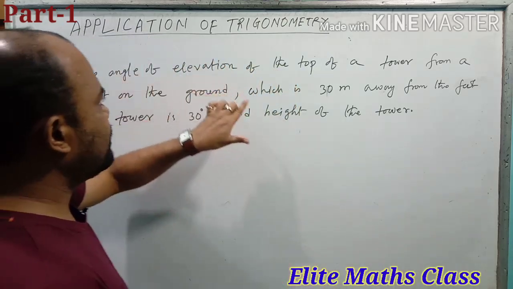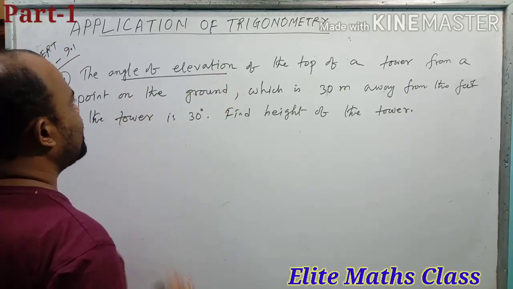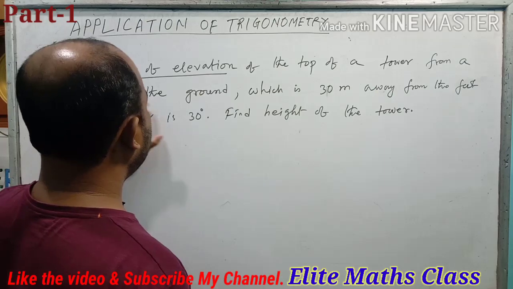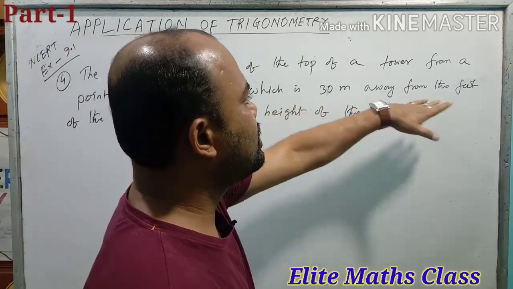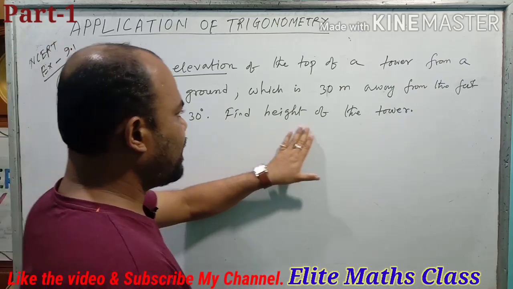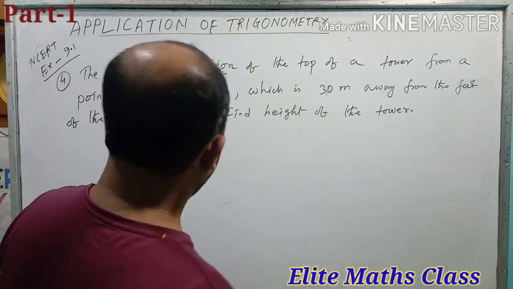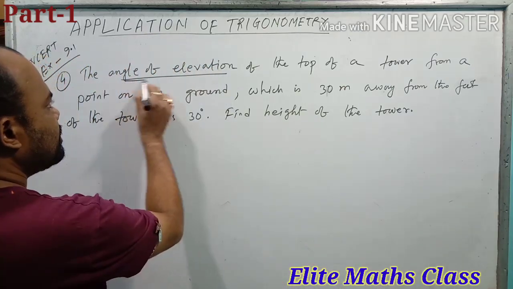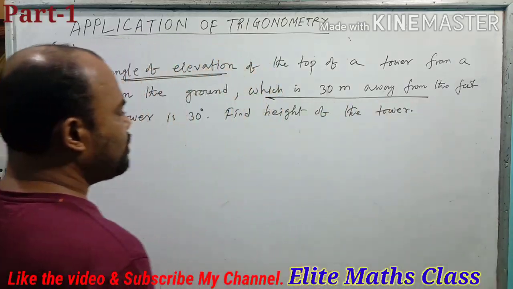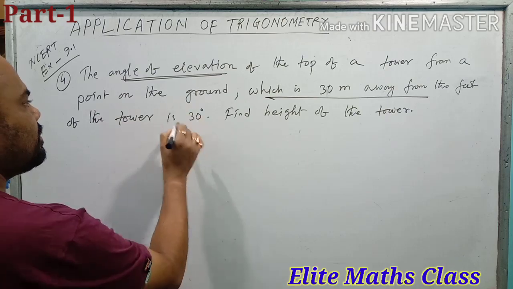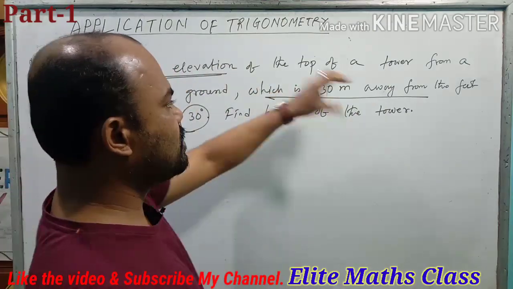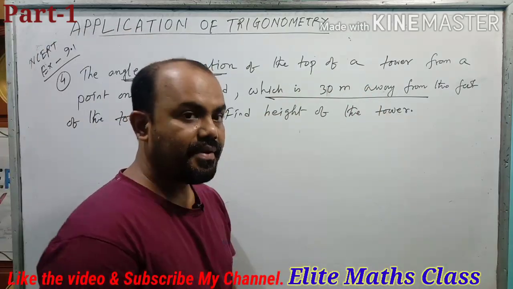Now let us see this question. It is mentioned here: the angle of elevation of the top of a tower from a point on the ground which is 30 meters away from the foot of the tower is 30 degrees. Find the height of the tower. So what is given here? The angle of elevation is 30 degrees, from a point 30 meters away from the foot of the tower. From this data, we first have to draw the figure.